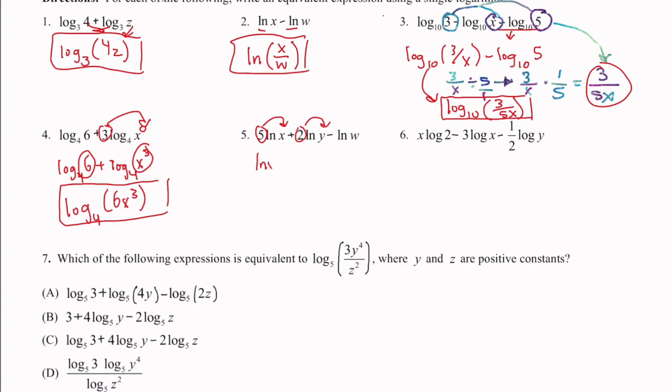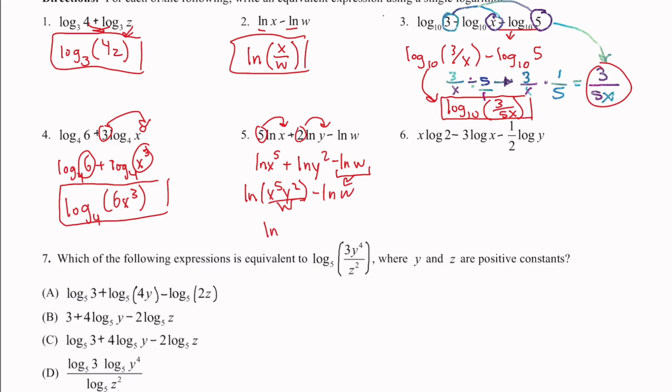So if I rewrite this, that's x to the power of 5 plus ln y to the power of 2 minus ln w. So now we have addition first. So multiply these two. So ln x^5 y^2. And now bring down what we haven't done. This right here is subtraction, so we need to divide by this w. So we're just dividing by w.